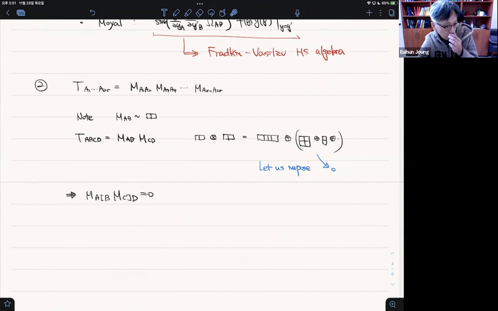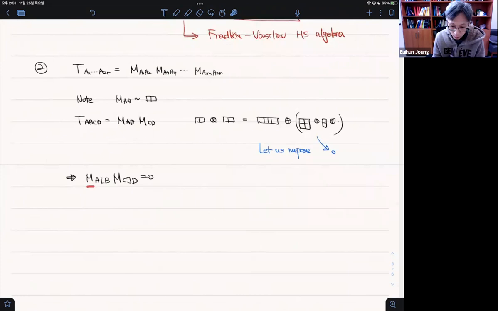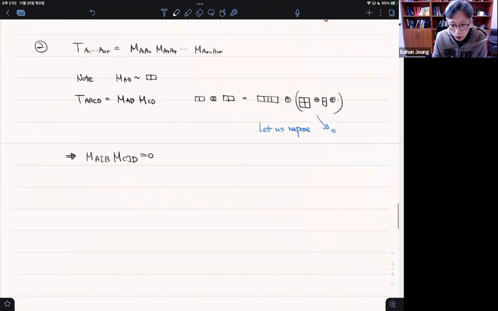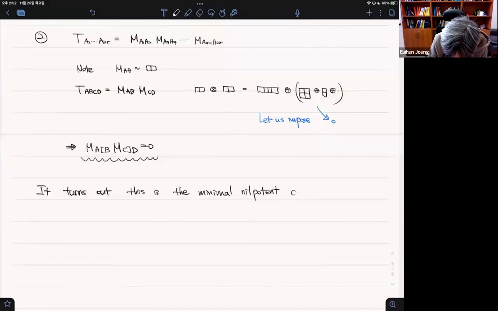But how should I understand these conditions actually? There are several different ways, but one way is that it's a Poisson orbit. It turns out that this condition is what describes the minimal nilpotent coadjoint orbit of Sp(4).